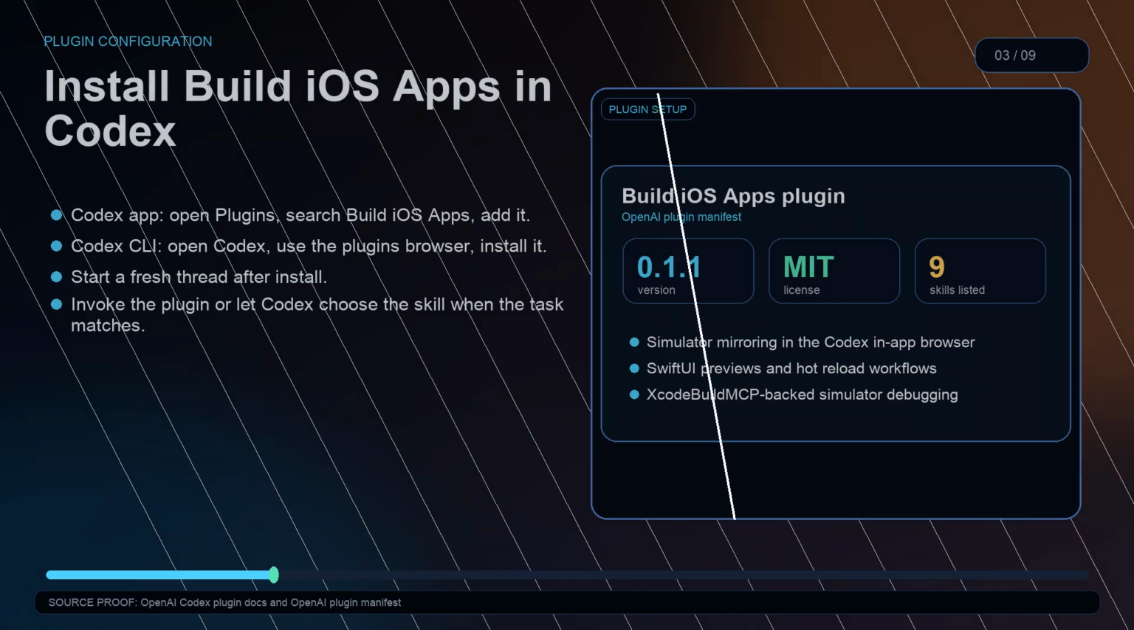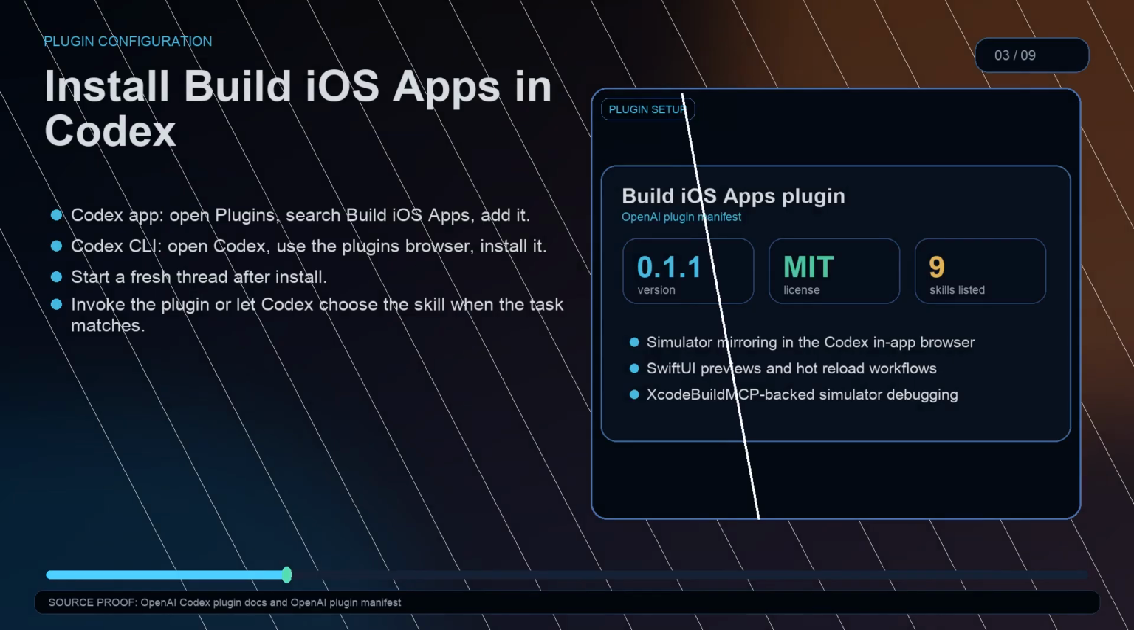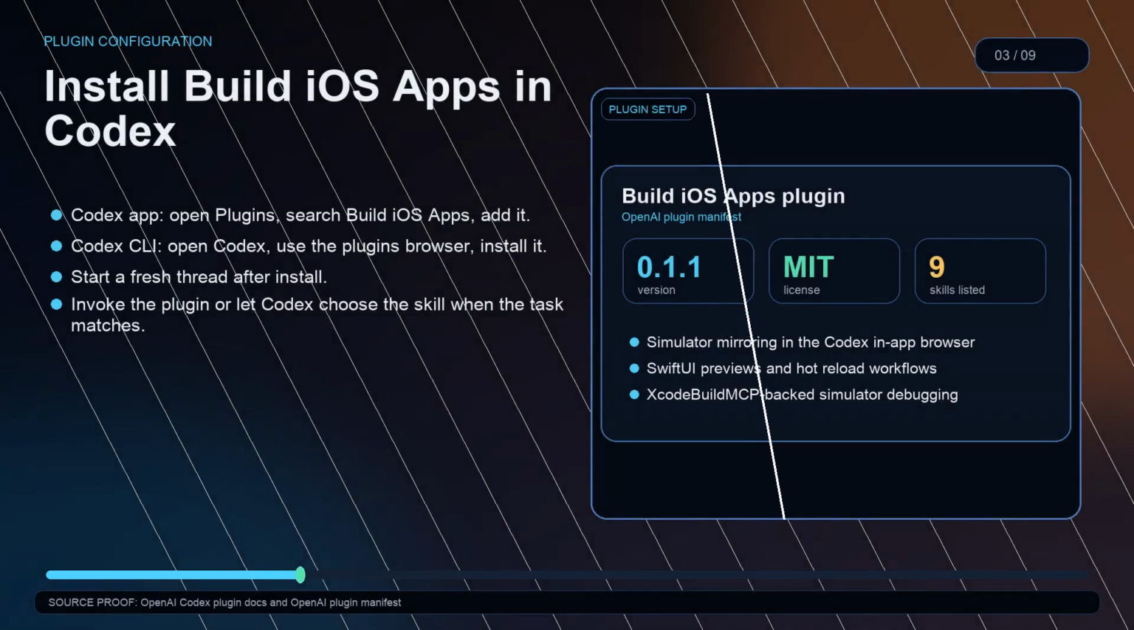Now install the Codex plugin. In the Codex app, open Plugins, search for Build iOS Apps, and add it to Codex. In the CLI, open Codex, use the Plugins browser, find Build iOS Apps, and install it there. After installing, start a fresh thread. That matters because Codex loads plugin skills at thread start.